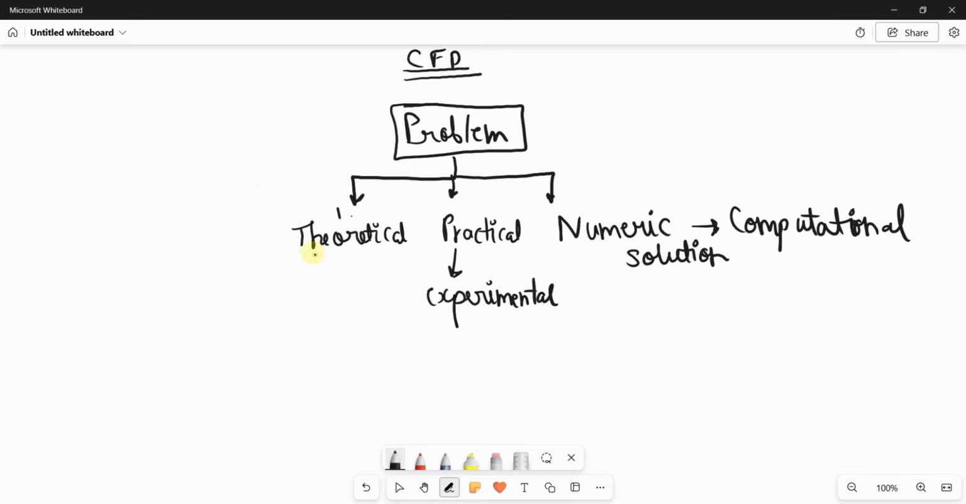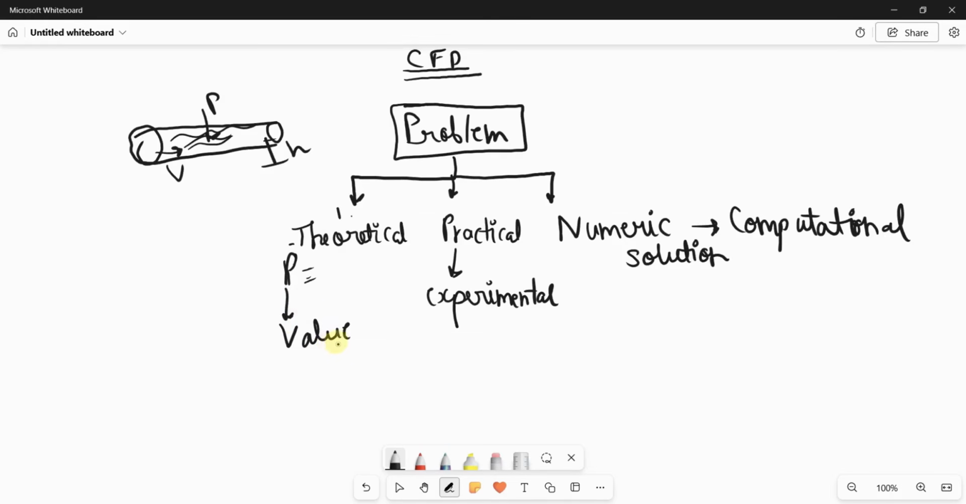For theoretical, let's say I take a pipe and I want to know about the flow. Suppose I want to know the pressure at this point. Then using the velocity and the head distance, I can calculate pressure values at each point. So this is using theoretical formulas and theories. It's not necessary that you always come up with a value for the parameter. It can also be patterns or trends.